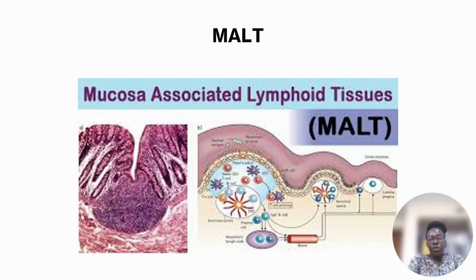The mucosa-associated lymphoid tissue is the front line of defense of our body, and it covers different organ systems in our body. For example, the respiratory system, the digestive system, and also our reproductive system. So it is the first thing that comes in contact with bacteria or microorganisms when they try to enter the body. They are a non-specific defense of our body, and they provide protection.